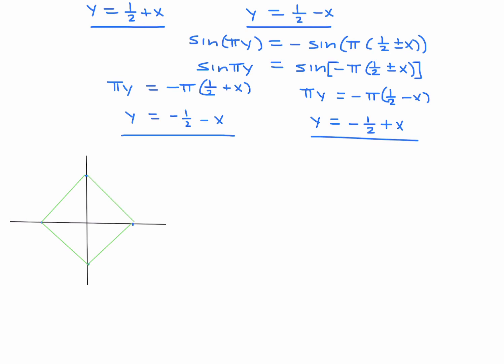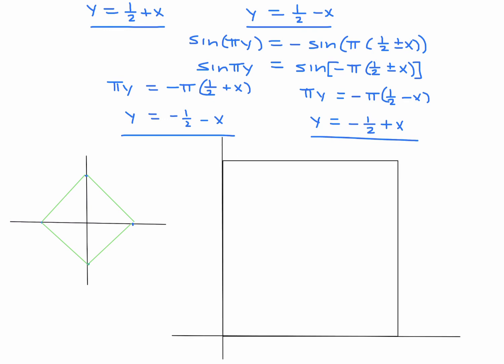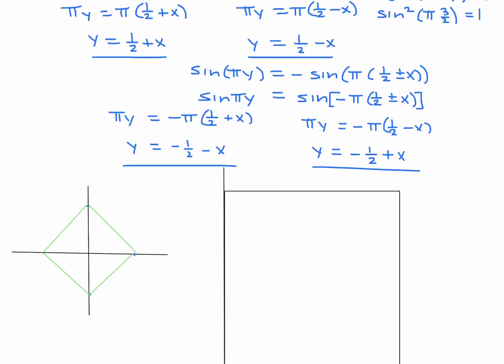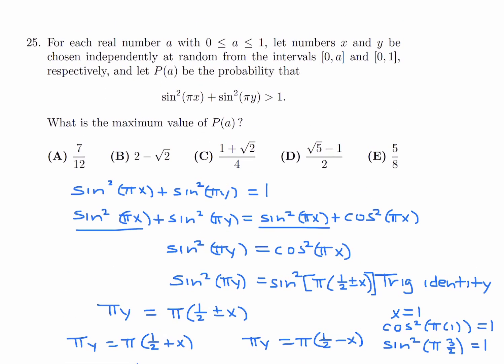Now, I have to shift the graph to match our boundaries. I have to shift to the unit square. Now you say, well, what are you talking about, unit square? Well, let me draw the unit square first, and then I'll talk about it. So here is my unit square. Now, where did this unit square come from? Well, it came directly from the question. You see, the interval of x is chosen from 0 to a, but a is between 0 and 1, and then y is chosen from 0 to 1.